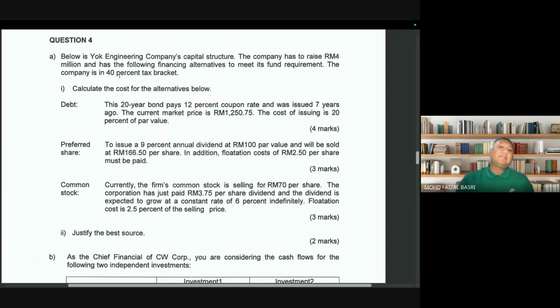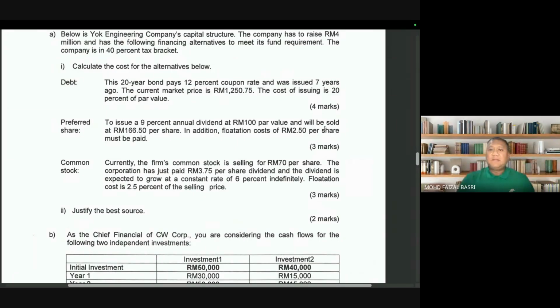So, our T tax rate is 40%. There are 3 options, and this question will only ask about these 3. We have debt, which is bond, then we have preferred, and then we have the common stocks. Each one has marks: 4 marks for the debt, 3 marks for the preferred, and 3 marks for the common stocks. So there are 10 marks here. And then they ask to justify the best source, meaning you have to choose the best source. So 4, 7, 10, 12 marks here.